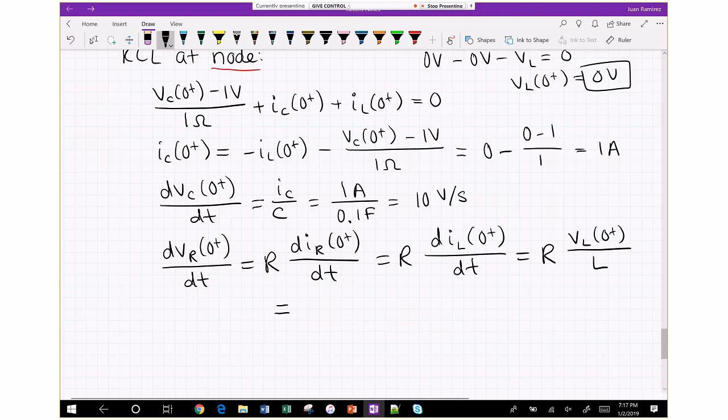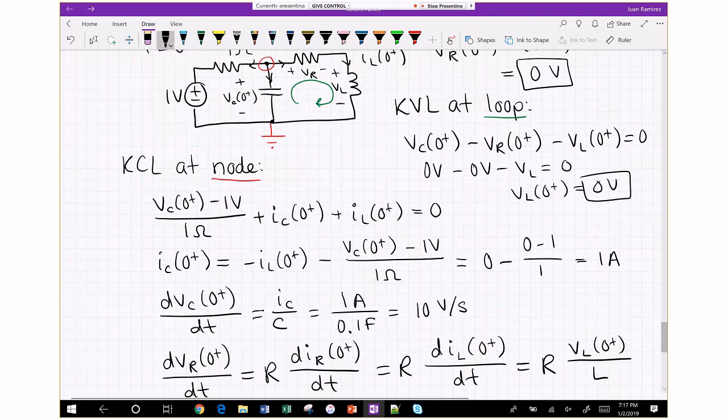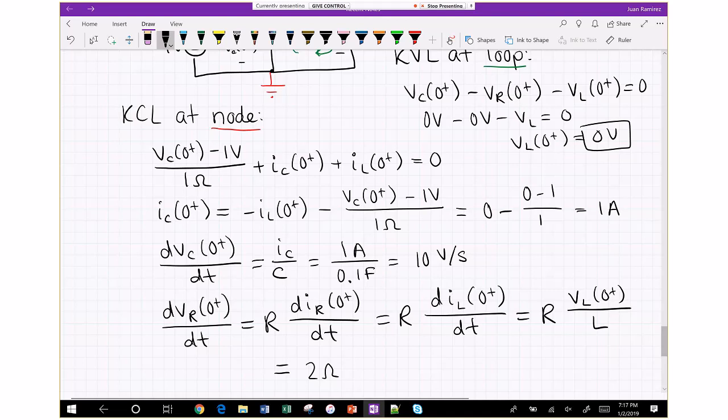Okay, so what's our R value? Our R is 2 ohms. VL, we found as part of one of the initial values over here. And so that's equal to 0 volts divided by L. It doesn't even matter whatever L is because it's going to be equal to 0. 0 volts per second.